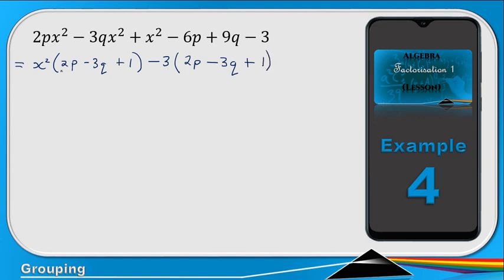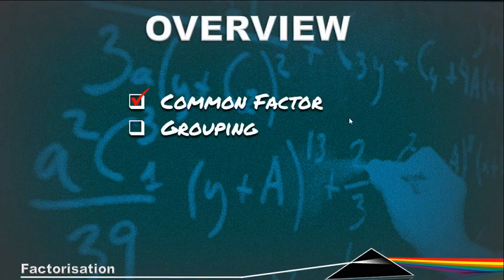Okay, so what we have left here is 2p minus 3q plus 1, the same as over here, so I take that out. So I have 2p minus 3q plus 1, and then for the first term I'm left with my x squared, and for the second term, I'm left with negative 3. And there is our answer. And that was grouping, and then we are done.